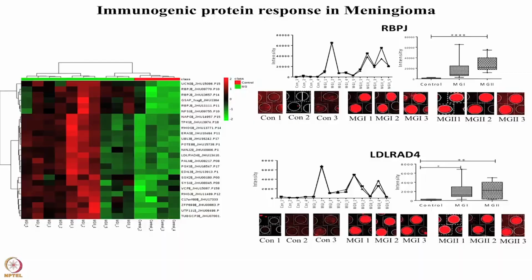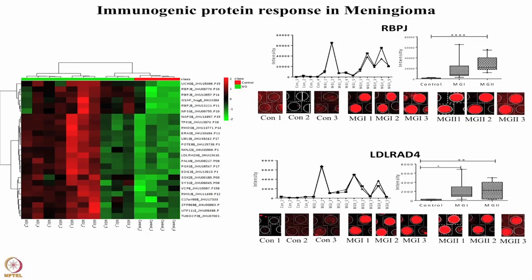Another protein is LDLRAD4, which is involved in the attenuation of canonical TGF beta signaling and shows increased abundance, which is also associated with increased cell proliferation and migration in hepatic cancer cells, not known for brain tumors but shown in liver cancer. Again it showed a very clear, distinct signal in meningioma grade 1, 2 and 3 patients, and no signal was seen for the control population.